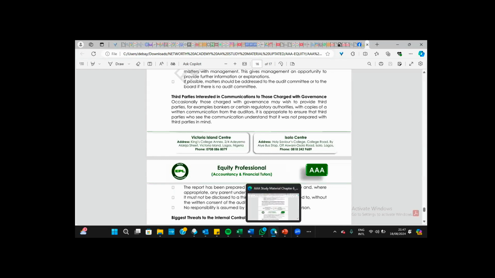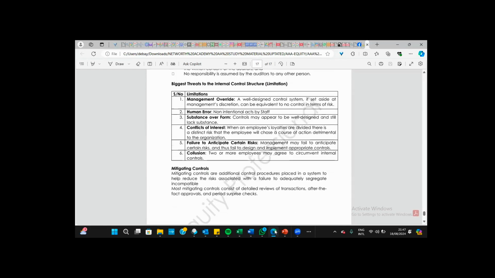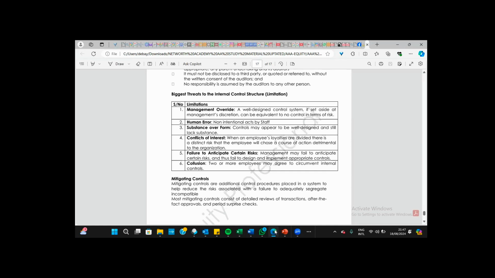Okay. So we go to the next one, which I think should be the very last one before we call it a day. Let's look at the threats or limitations to the internal control system. What are those things that limit the achievement, or the efficiency and effectiveness, of the internal control system? Number one is management override.